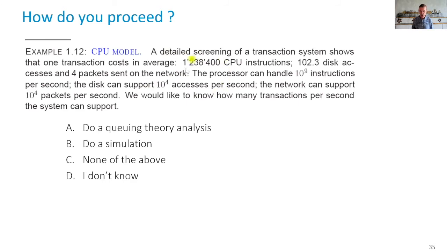We would like to do an engineering rule to say how many transactions per second the system can support. What engineering rule would you do? How would you proceed in order to find such an engineering rule?